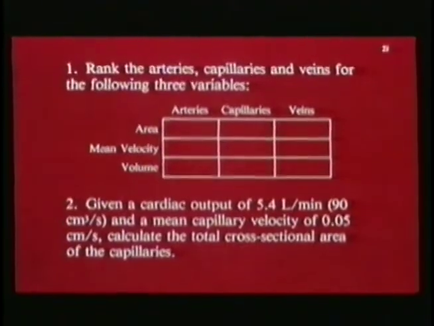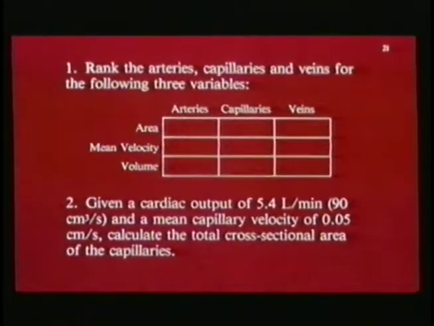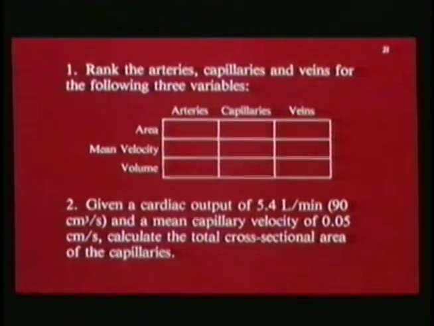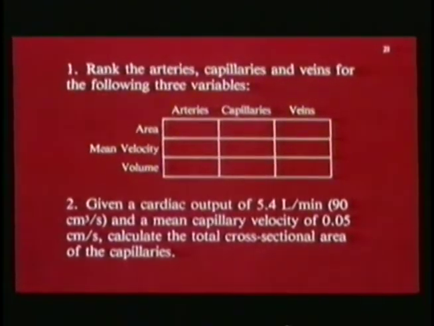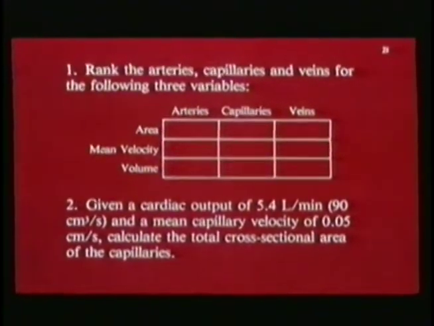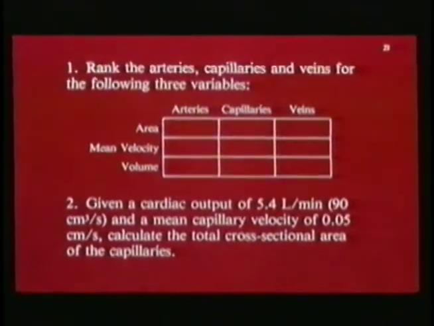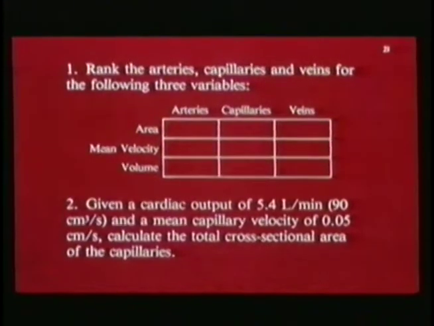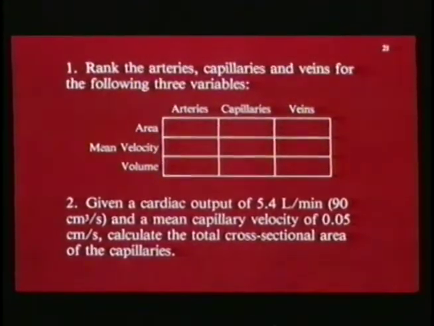21. 1. Rank order the arteries, capillaries, and veins. Use 1, 2, and 3 for the following variables: area, mean velocity, and volume. 2. Given cardiac output of 5.4 liters per minute, which is 90 cubic centimeters per second, and a mean capillary velocity of 0.05 centimeters per second, calculate the total cross-sectional area of all systemic capillaries.